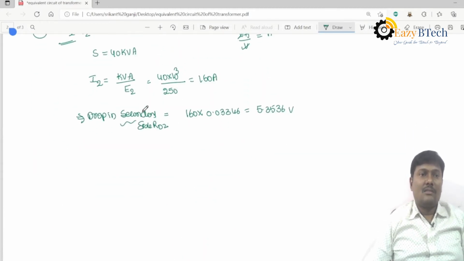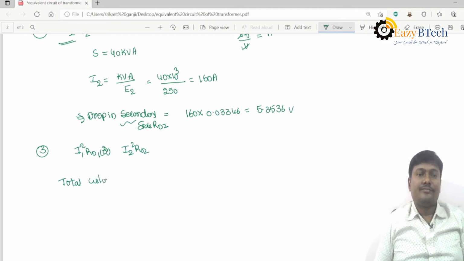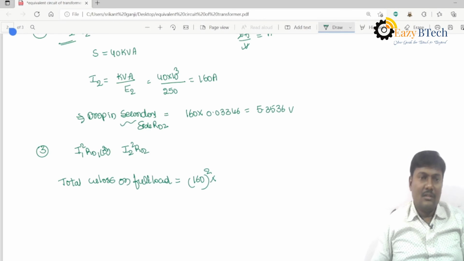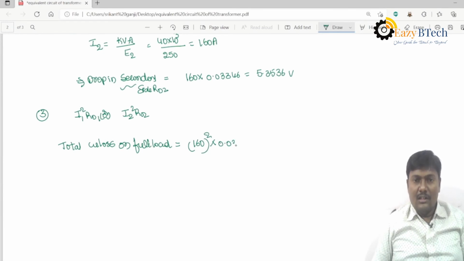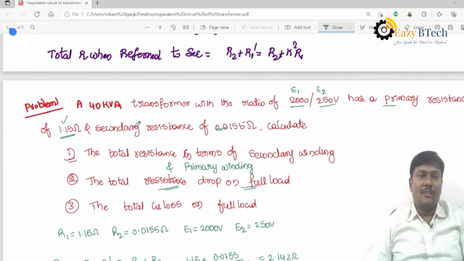The total copper loss: what is the formula? You can use I1 square R01 or I2 square R02. So total copper loss on full load is equal to I2, which is 160, whole square into the R02 value, 0.03346. So finally I got 856.576 watts. This is the most important problem, and it is a previous year problem in one of the universities.